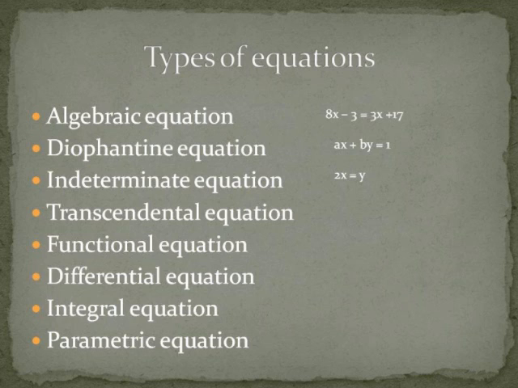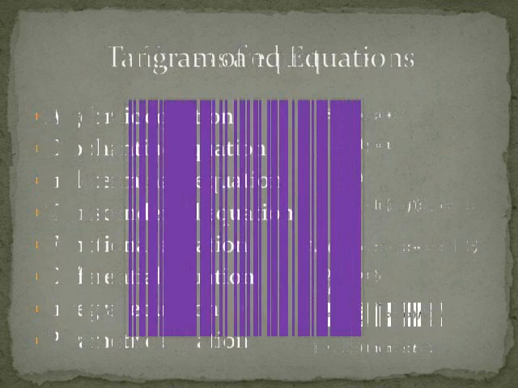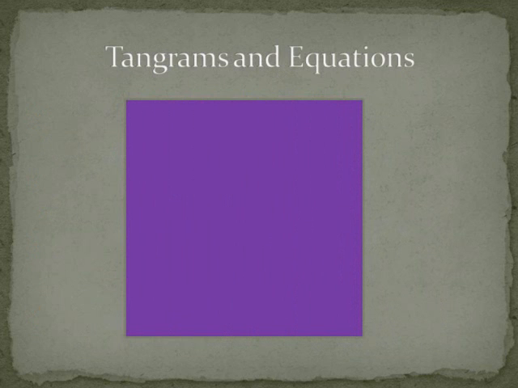A transcendental equation is an equation involving a transcendental function of one of its variables. A functional equation is an equation in which the unknowns are functions rather than simple quantities. A differential equation is an equation involving derivatives. An integral equation is an equation involving integrals, and a parametric equation includes variables which are all functions of one or more common variables. For this lesson, algebraic equations will be used.